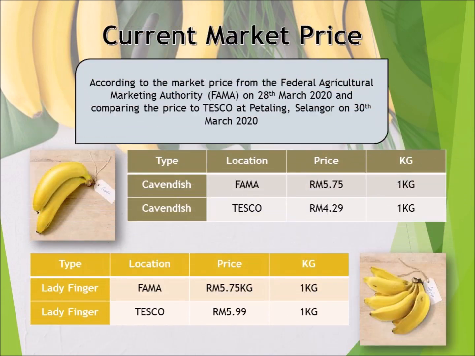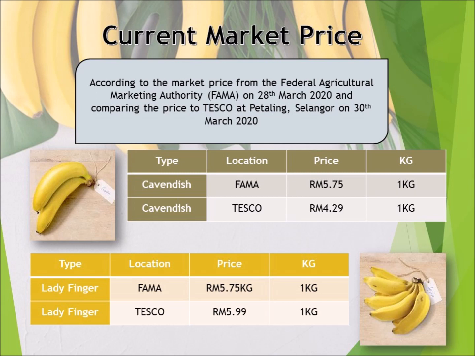Next, I'm going to talk about the current market price of bananas. These two tables are according to the market price from the Federal Agricultural Marketing Authority, Famacomparing the price to Tesco at Petaling, Selangor on 30 March 2020. So, there are two types of bananas, which are Cavendish and Ladyfinger.